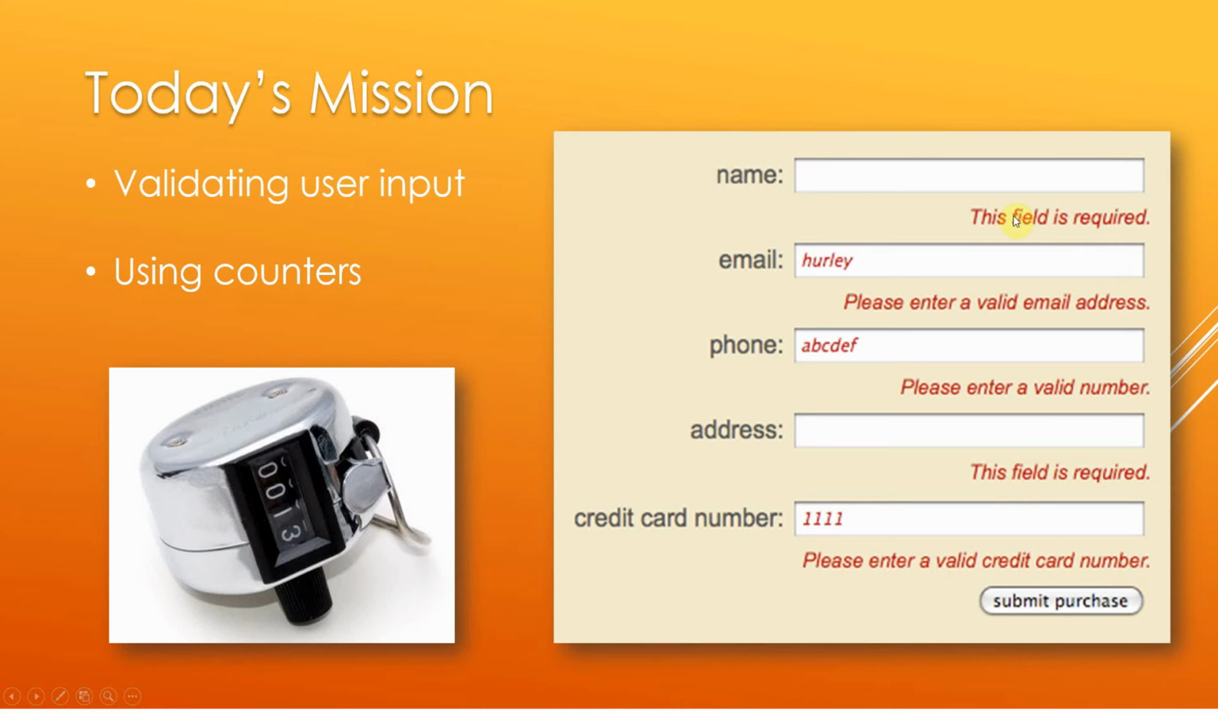So in the case of the name, the field is required, so the user has to put a value in there. In the case of the email, Hurley is not a valid email address. An email address typically includes an @ symbol as well as 1 or 2 full stops to make it a valid email address. Phone numbers, as you know, only contain numbers. So ABCDEF isn't going to be valid, and we know that phone numbers also have to be 10 digits in length. So this phone number is not a valid number.